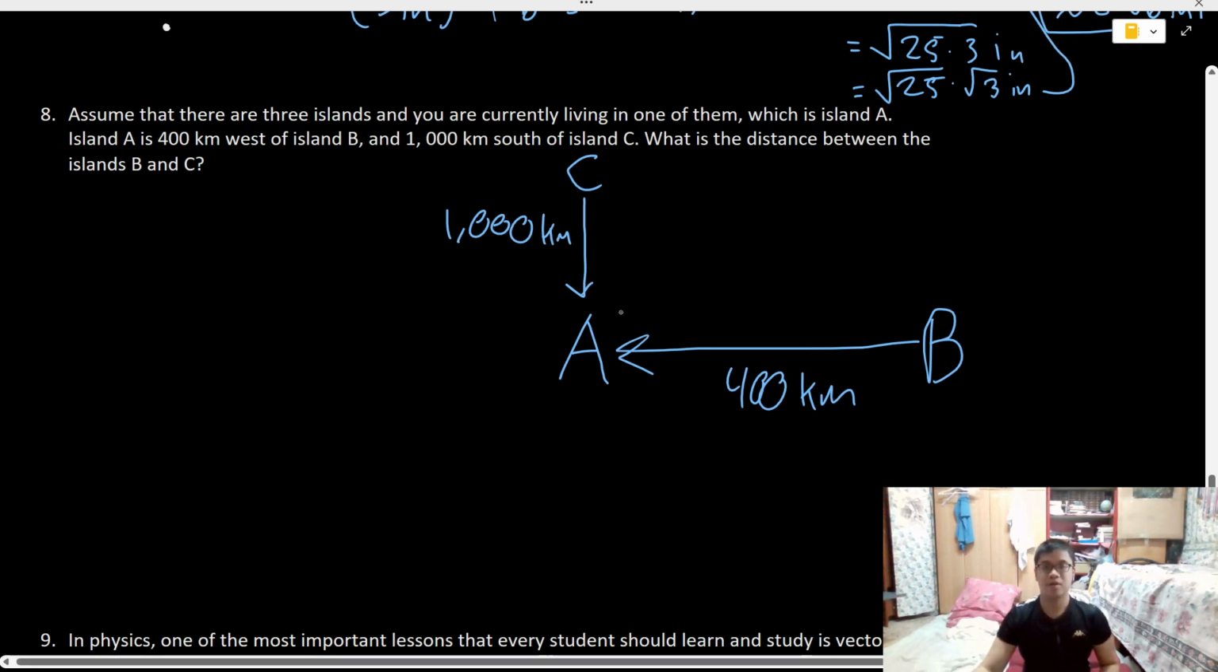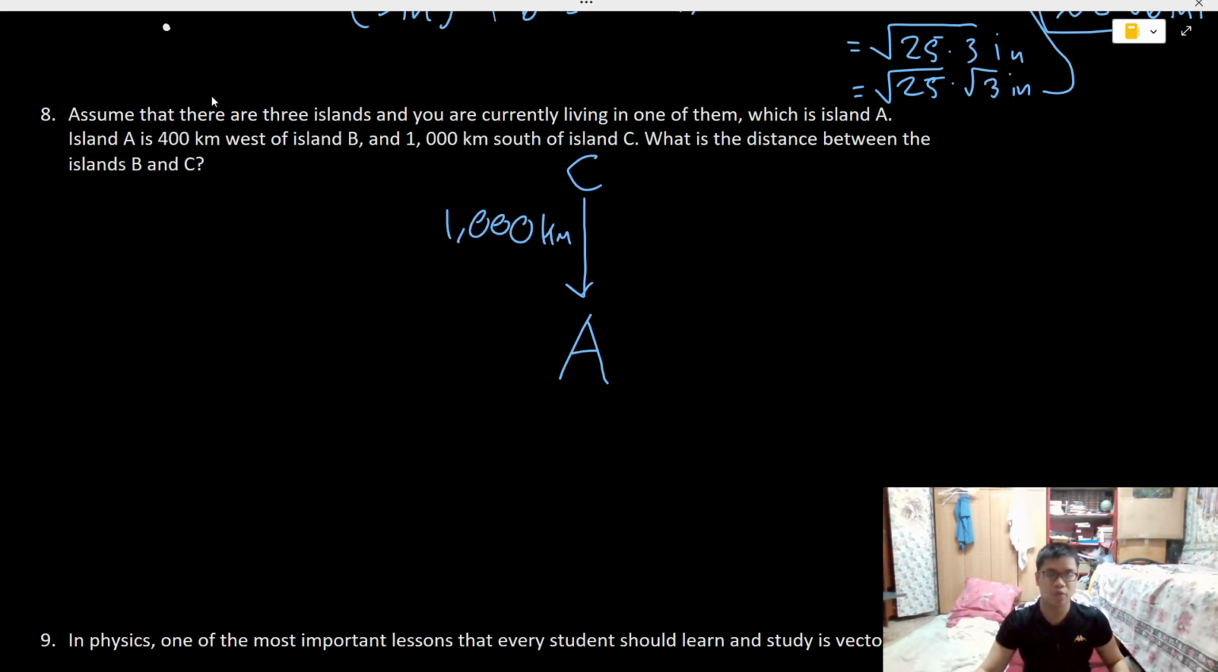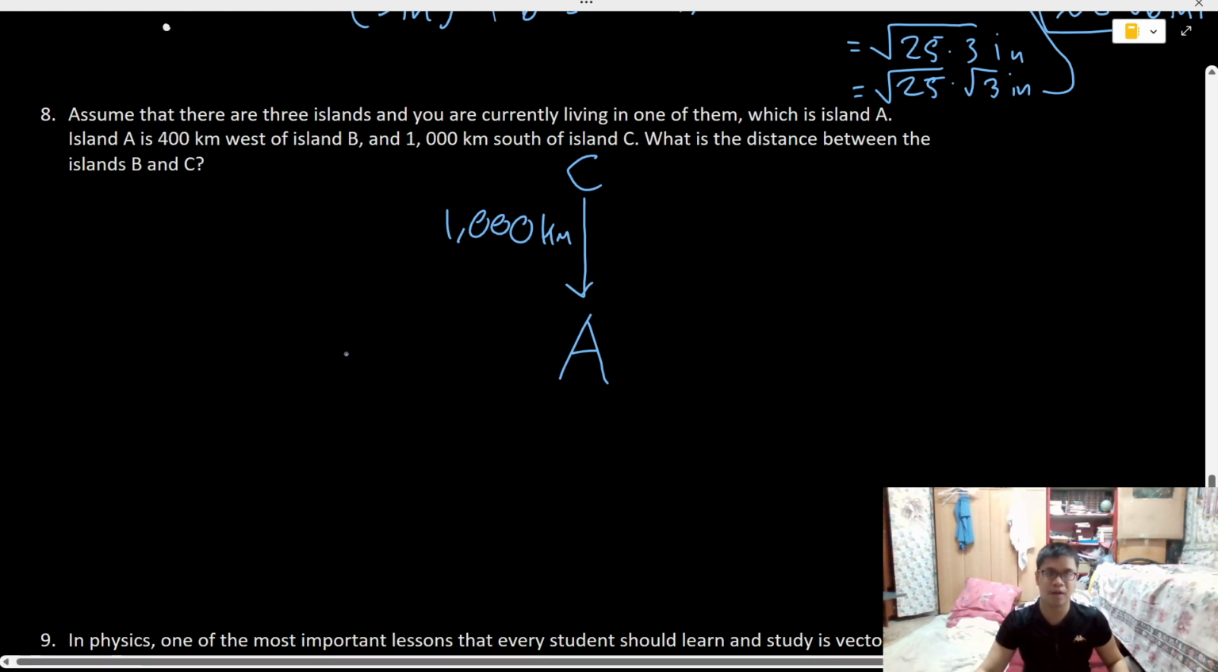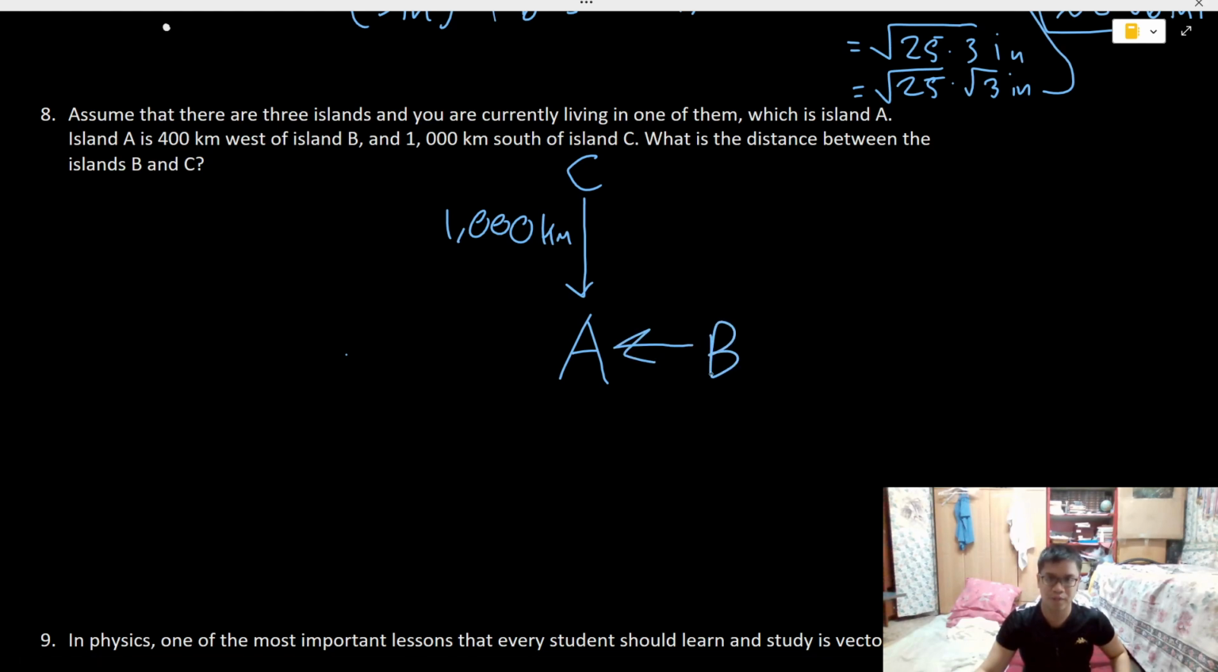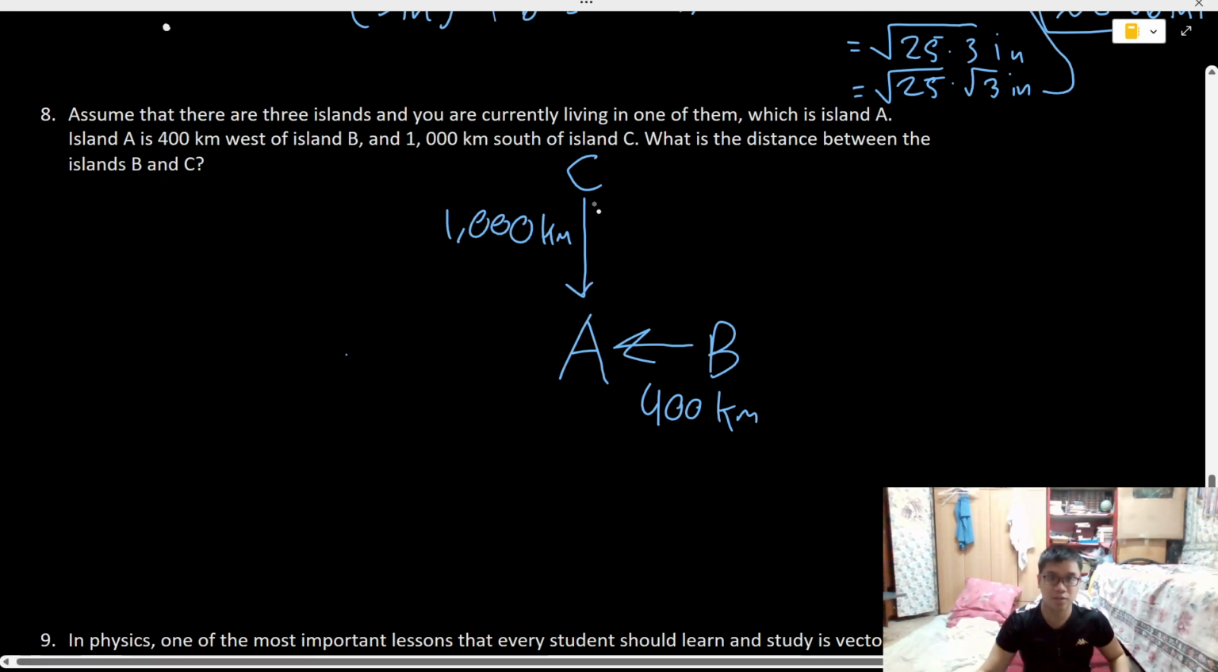Now, actually, I'll fix the magnitude, because 1,000 kilometers should be bigger than 400. So let's make 400 small. There you go. Much better. So what we're looking for is the distance between B and C.